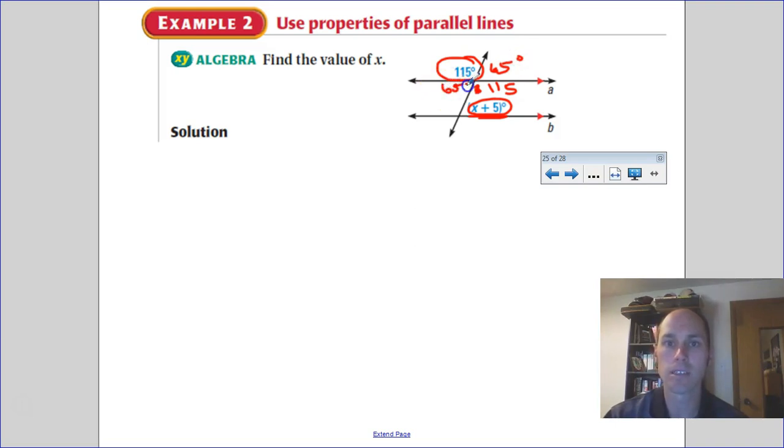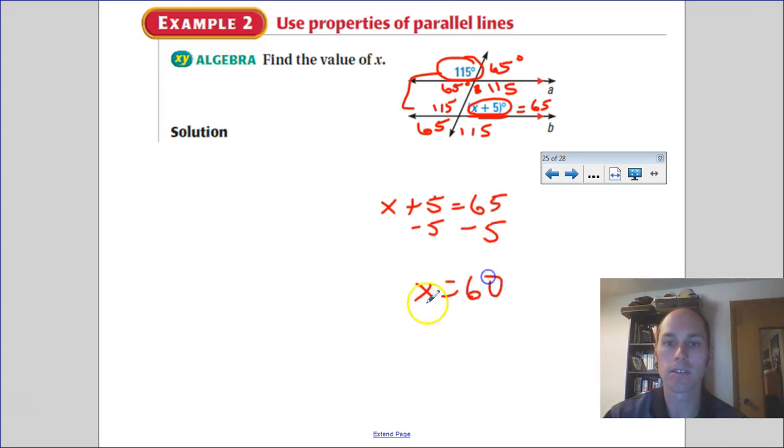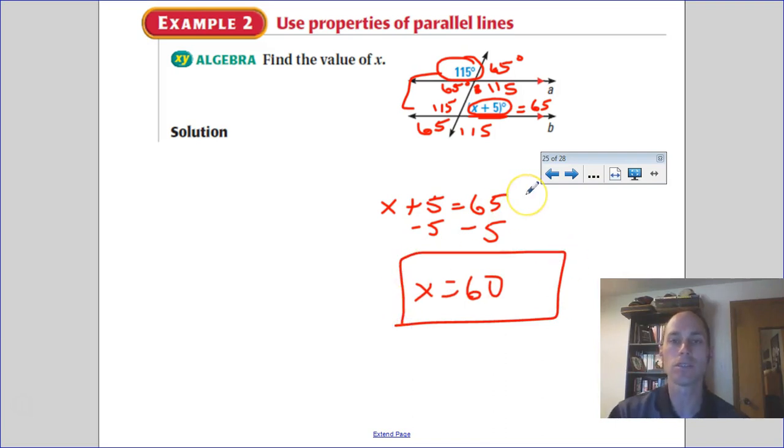65 degrees. And then I could translate it all down. This one would be 115 because it's corresponding with this one. This one's 115. Here we have 65 and 65. So I know that x plus 5 has to be the same as 65. That gives me an equation to solve, so I subtract 5, and I know x has to be 60 to make that true. Just apply what you know about those angle pairs, and you can set yourself up an equation.